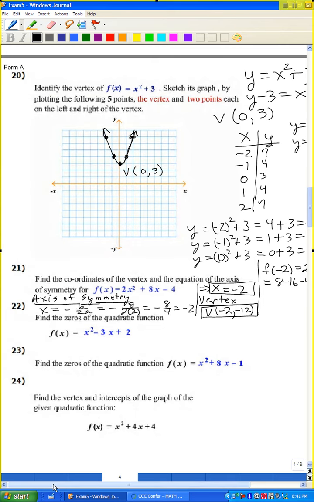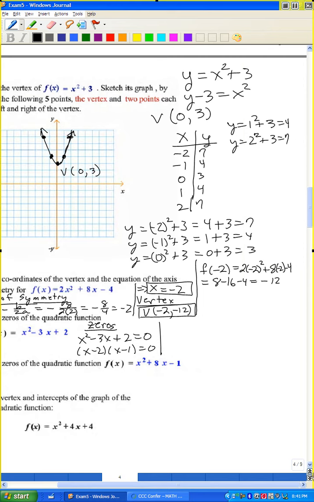Find the zeros of your function. And so to find the zeros, it can either be with or without an e. So the zeros are going to be, well, x squared minus 3x plus 2 equals 0. And so I can factor that as x minus 2, x minus 1 is 0. And so x minus 2 is 0, or x minus 1 is 0.